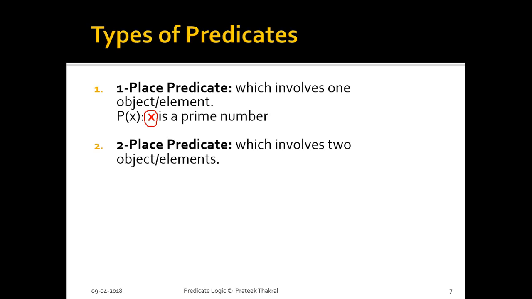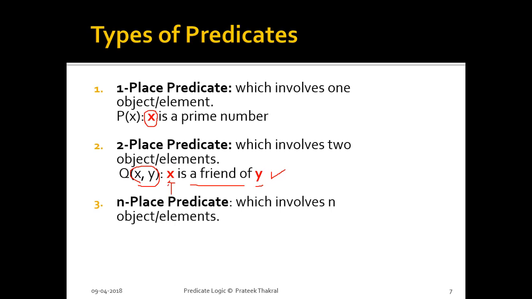And two place will involve two objects, such that x is a friend of y. So is a friend is the predicate and it is denoted by Q of x, y, and if we look carefully both x and y are used inside the statement and two objects are used, so that's why it is a two place predicate. Similarly, we can have three place, four place and so on.